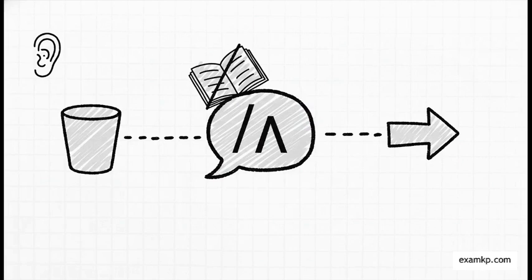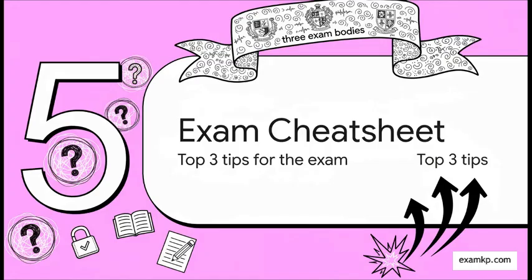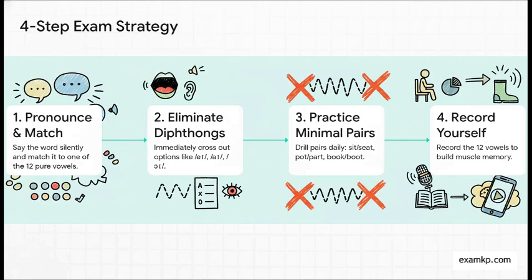You are doing brilliantly. Now let's lock all this information in with a clear, simple strategy you can use on exam day to answer any monophthong question with total confidence. Okay, here is your 4-step exam plan. 1. When you see a question, say the word silently to yourself. 2. Immediately get rid of any options that are obviously diphthongs, those gliding vowels.